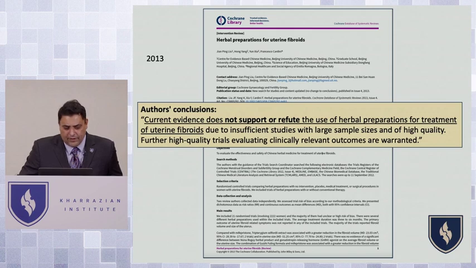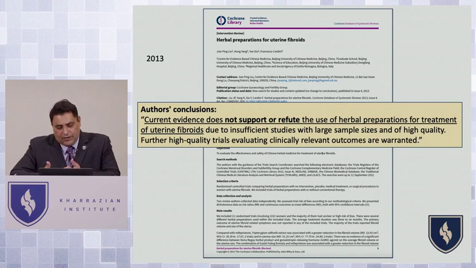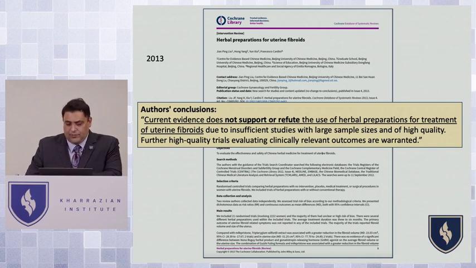And then the authors' conclusion: current evidence does not support or refute the use of herbal preparations for the treatment of uterine fibroids due to insufficient studies with large sample sizes and high quality. Further high quality trials evaluating clinically relevant outcomes are warranted. And that's the key point with fibroids. The people that completed this Cochrane review, which is such a well-done review, really found there just isn't enough research to support that anything helps or doesn't help. That's one of the problems we have with uterine fibroids. When we look at nature and we look at research, the suggestions for vitamin D and green tea were just based on mechanism. Those weren't clinical trials. So we don't really know what makes a big difference for uterine fibroids from a nutraceutical model.